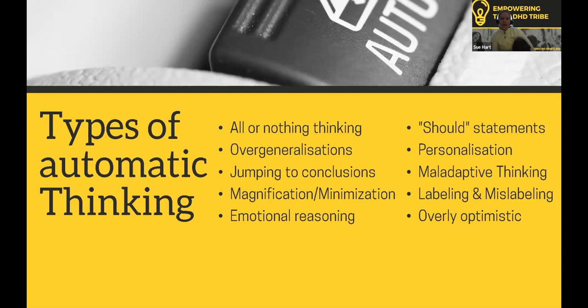So here's just to give you an introduction to the types of automatic thinking that we have on autopilot. So it's all or nothing thinking. So it's either this way, either my way, or the highway. That's all or nothing. It's either this way or the other way. There's no in between. That is all or nothing thinking.